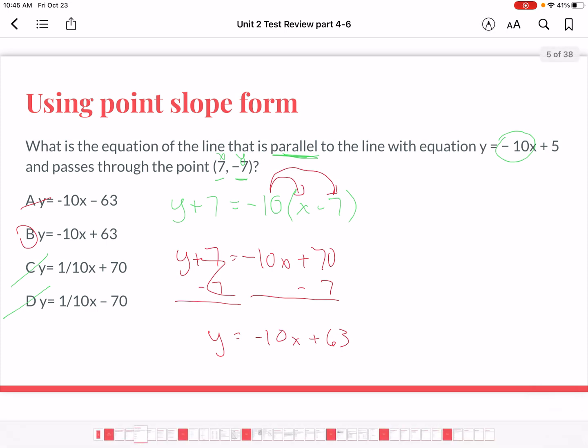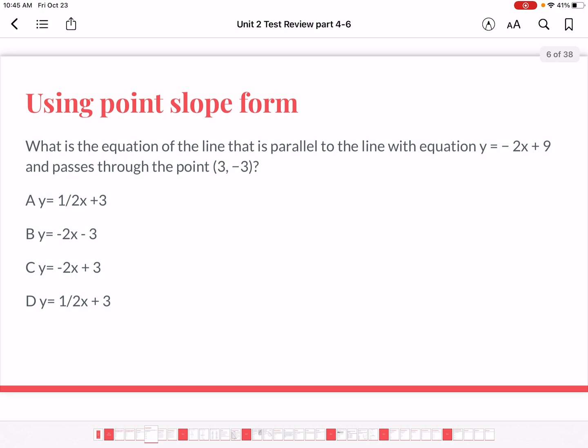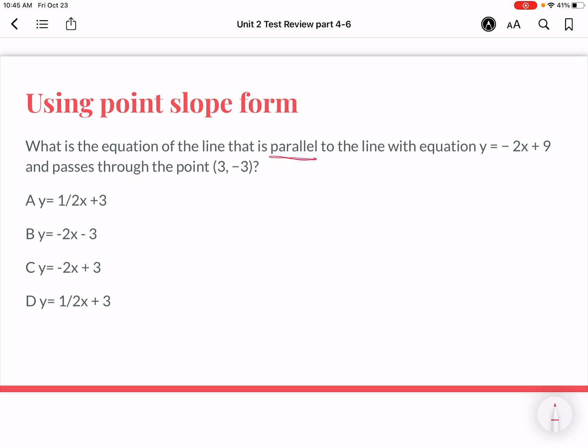All right, moving on to the next one. It's going to work much the same way. Again, we're looking for the words parallel or perpendicular. In this case, we have parallel, which means same slope. So I'm going to steal the slope again. So I can eliminate A and I can eliminate D.